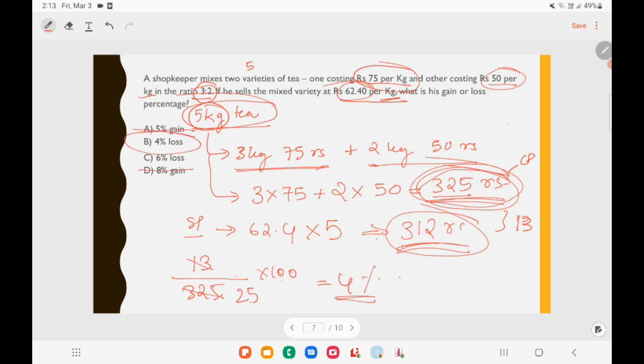So in this type of question, try to approach in this way. Rather than taking 1 kilogram, assume 5 kilogram here, because the ratio is 3:2. 3 plus 2 is 5, so it's easier to assume 5 kilogram here.